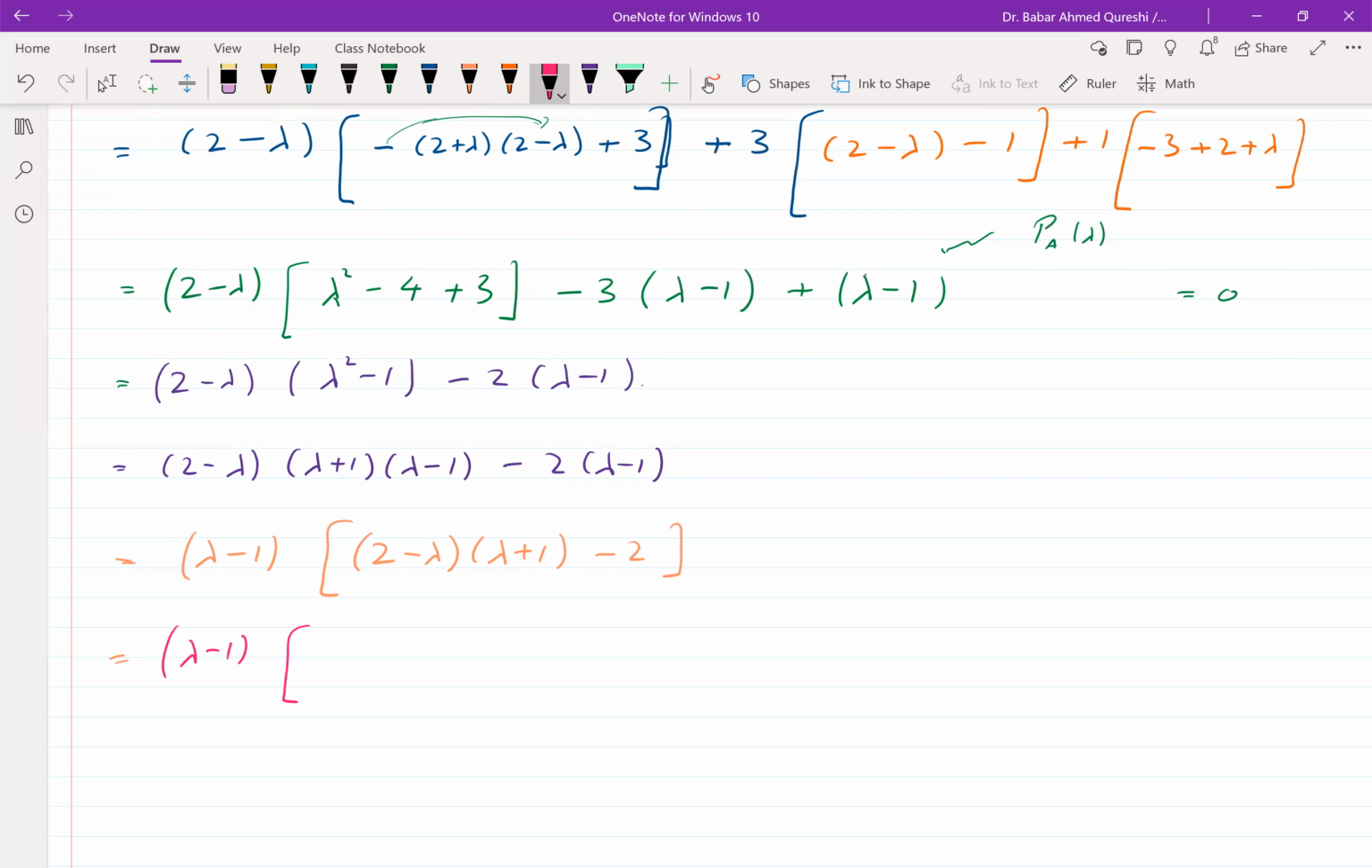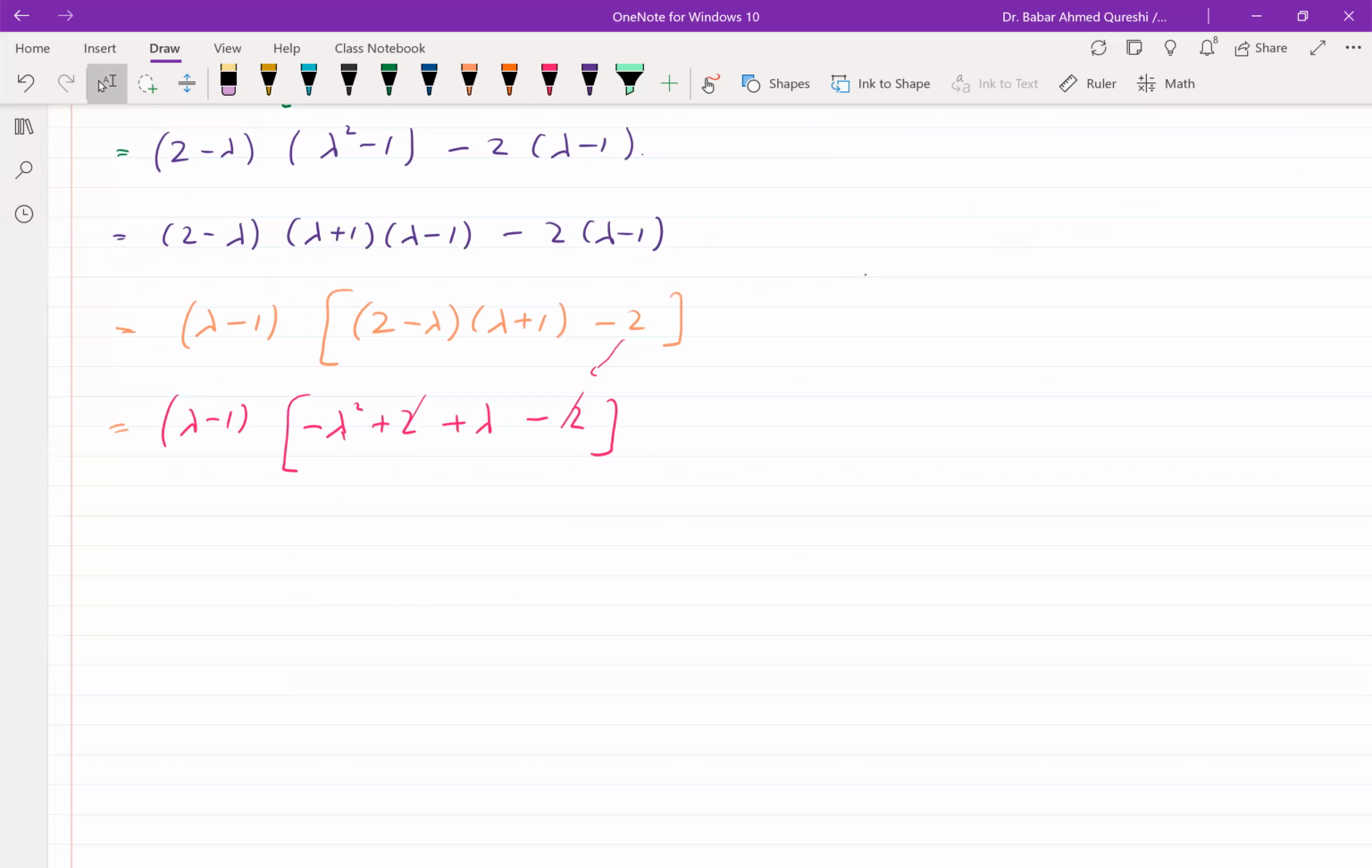and when I multiply these out, I get a minus lambda square, then a plus 2, then minus lambda, and a plus 2 lambda, which gives me a plus lambda, and I have a minus 2 coming in from here. So these two cancel, and I have lambda minus 1 times minus lambda square plus lambda. So I can take a lambda common, minus lambda common. I have lambda minus 1, lambda minus 1. This has to be put equal to 0.